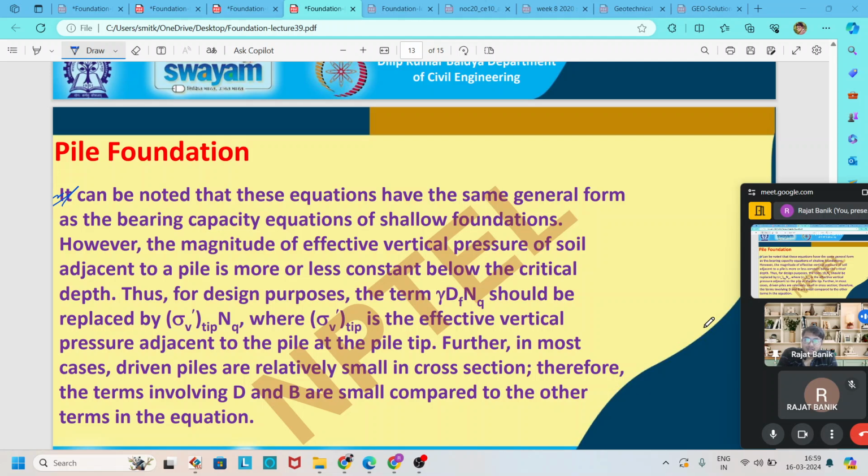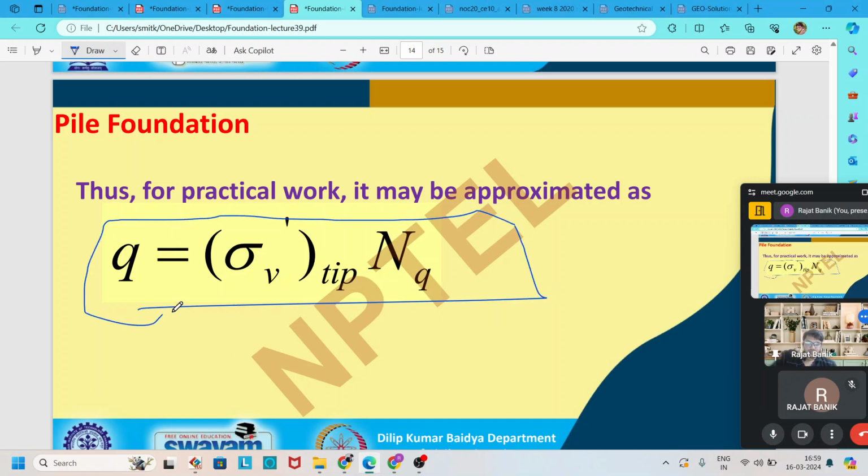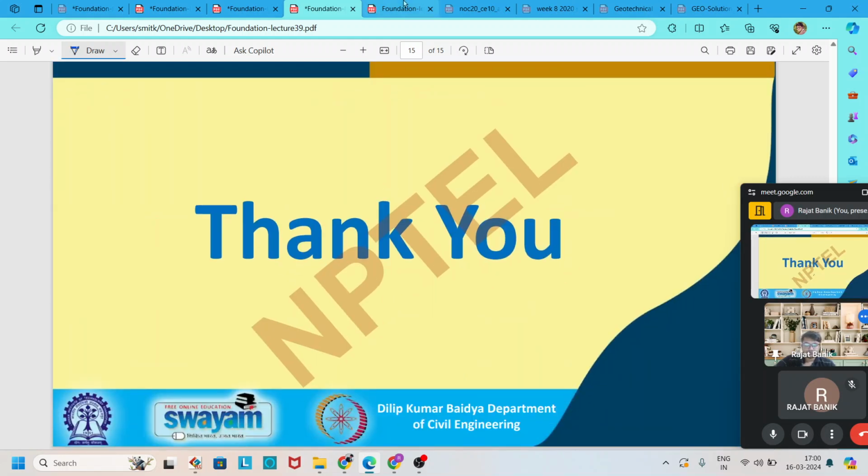Further, in most cases the driven piles are relatively small in cross section. Therefore, the terms involving D and B are small compared to the other terms of the equation, so we can neglect them. So our ultimate formula for tip resistance is q equal to effective vertical stress into Nq. Nq is the bearing capacity coefficient for deep foundation.